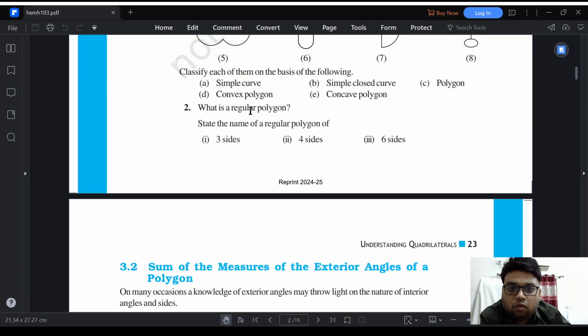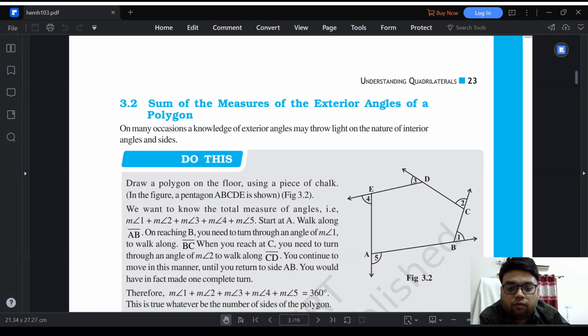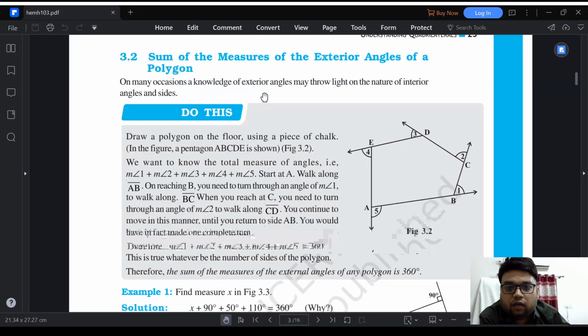Now further, what is a regular polygon? State the name of the regular polygon of 3 sides, 4 sides, 6 sides. 6 sides is hexagon, 4 sides is quadrilateral, 3 sides is triangle. A triangle having 3 equal sides is an equilateral triangle. A regular quadrilateral is a square. A hexagon having all sides equal and all angles equal is a regular hexagon. That is just simple.